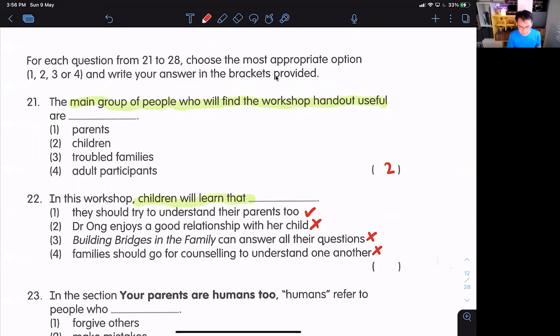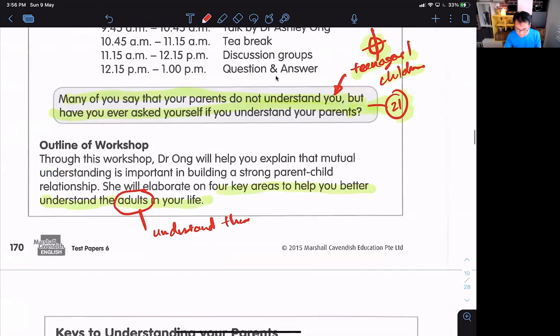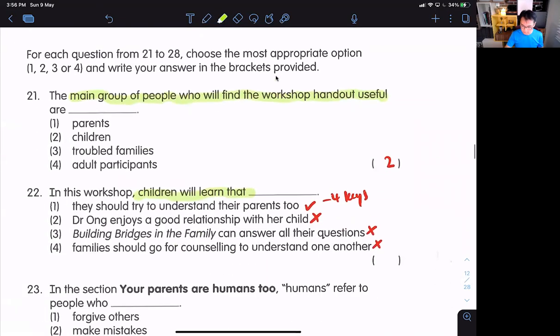That's not what this workshop is teaching the children about. This workshop is teaching the children that they should try to understand their parents, and they have the 4 keys to help them understand the parents better. And again, over here, this is question 22. I've already highlighted the answer, all right? So hooray, answer is here, question 22. Therefore, I should try to understand the adults in my life or my parents better.